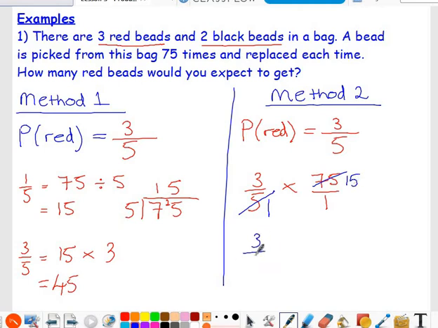So we end up with 3 over 1 times by 15 over 1, which equals, now we've done all our cancelling, multiplying fractions, so we multiply the top two numbers. 3 times 15 is 45, 1 times 1 is 1. Never leave your final answer over 1. So our final answer is 45. We would expect 45 red beads if we repeated this 75 times.